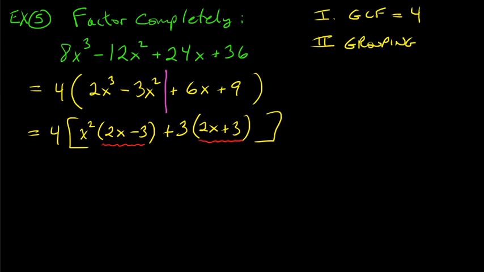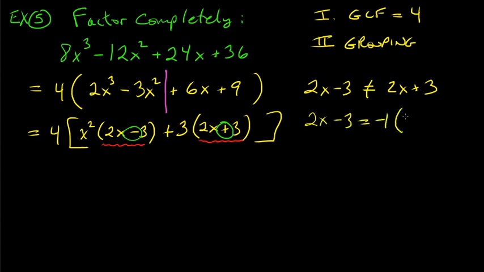Well, hang on. These are not the same, are they? This is a plus 3, this is a minus 3. Okay, so maybe we might have more work to do. Are these opposites? The 2x minus 3 is not the same as 2x plus 3. I hope that's clear. But what's the opposite of 2x minus 3? If we factor out a negative 1, we get 3 minus 2x, or negative 2x plus 3.